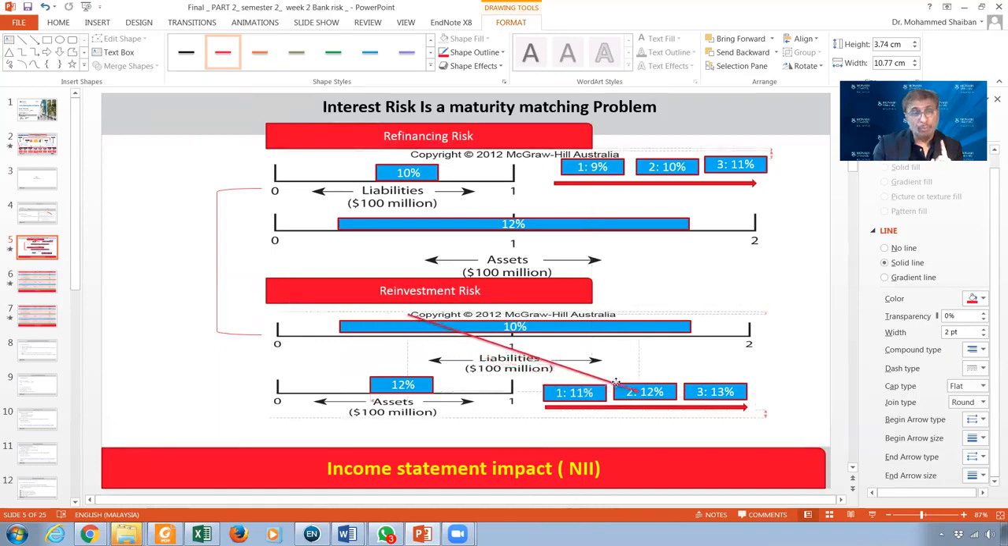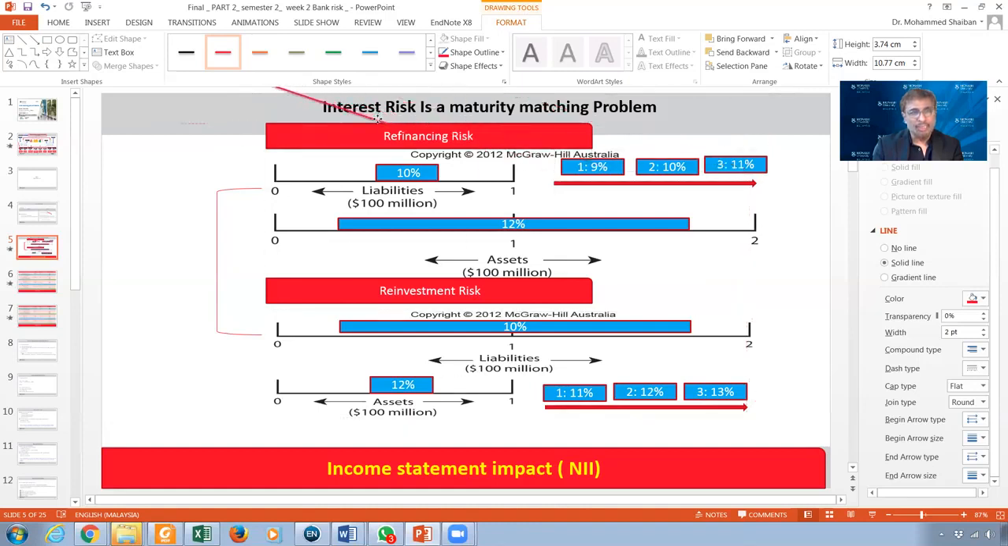Here also, maybe it's 12%, there is no difference, or maybe it is 13%. Now, if it is 13%, I'm so happy because now I'm making 3% more, which means there is no risk here. There is no risk here. The risk is here. Similarly, there is no risk here, there is no risk here, but there is a risk here. So please understand this issue.